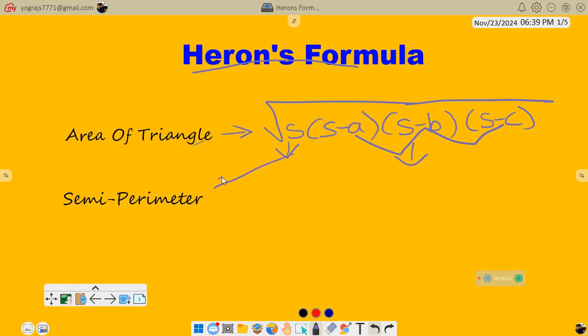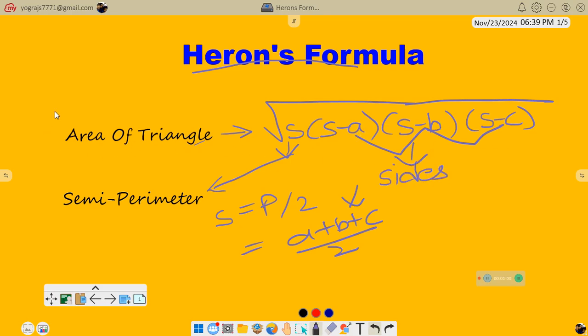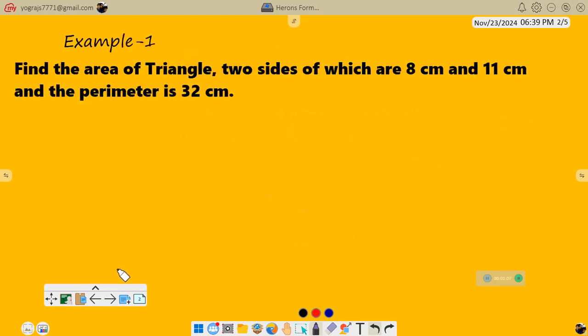S is the semi-perimeter, that is half of the perimeter, which is equal to the sum of all sides divided by 2. As we see from here, A, B and C are the sides of a triangle. Now you know the area of the triangle with respect to Heron's formula and the semi-perimeter. Now let's see some questions related to this.